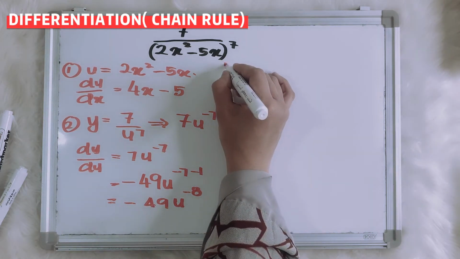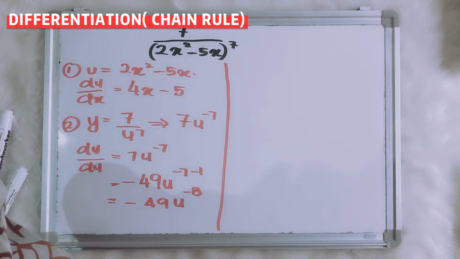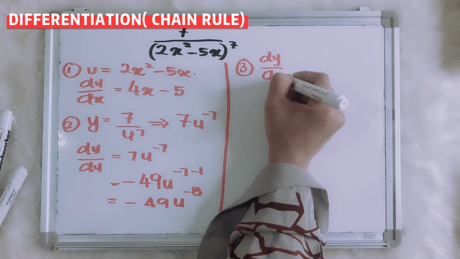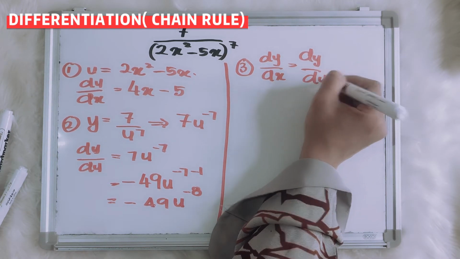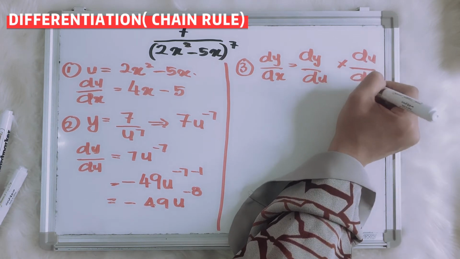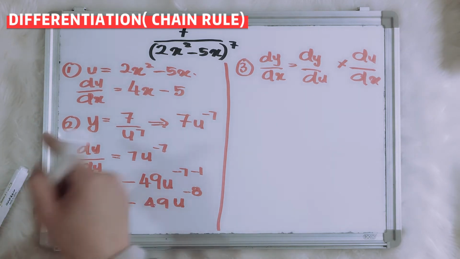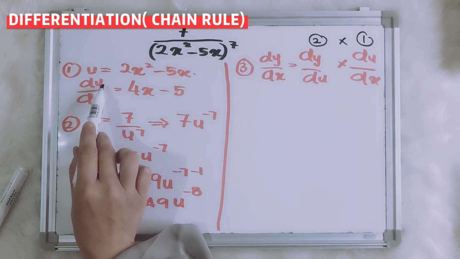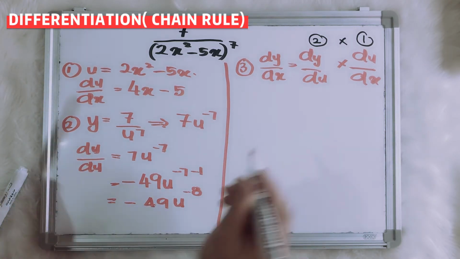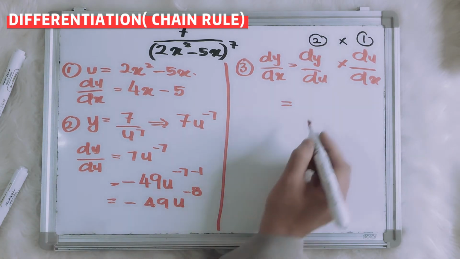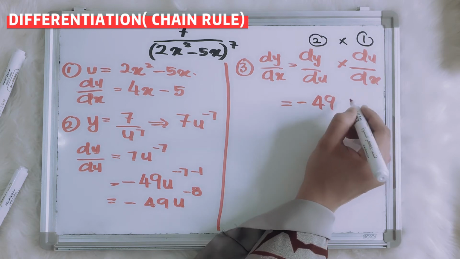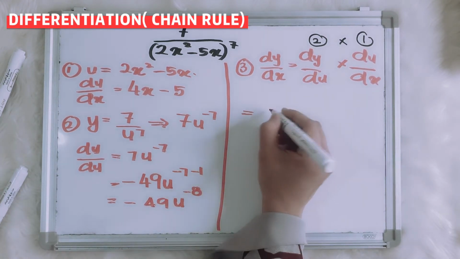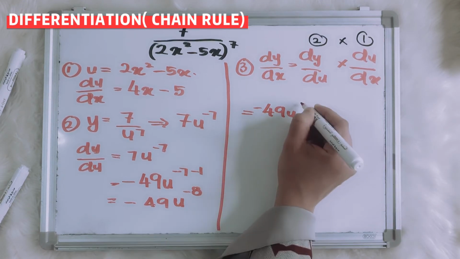All right, the third one. Your dy over dx will be dy over du multiplied with du over dx. That means the third step is basically step number 2 multiplied with step number 1. So here, dy over du is negative 49 u to the power of negative 8.